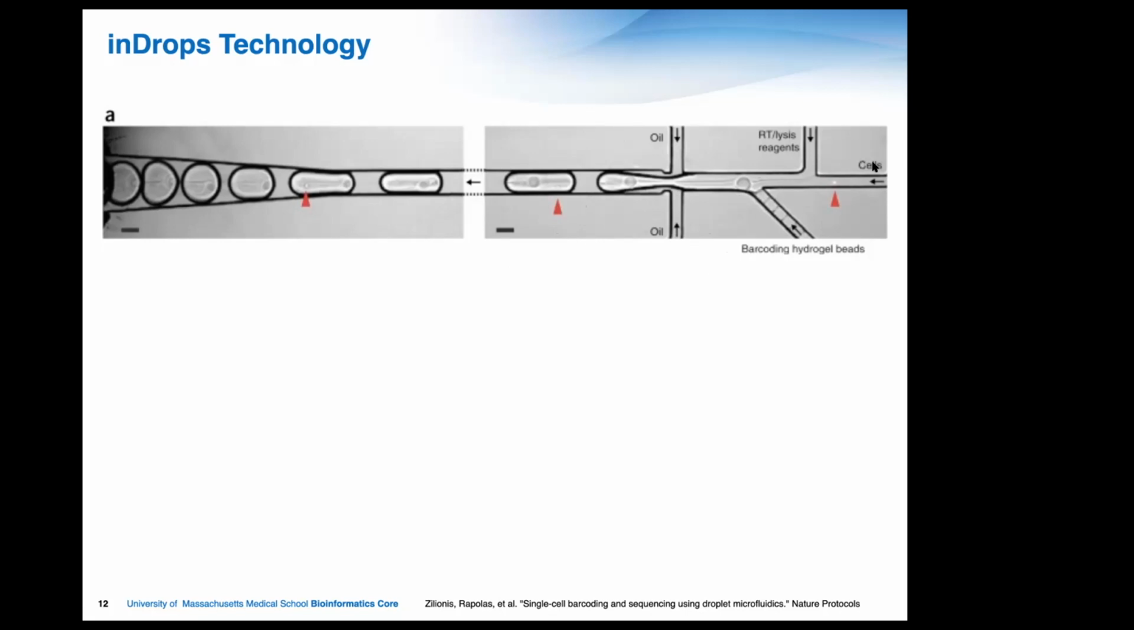This diagram goes right to left, actually. You can see all these little channels and cells coming through from the right. Going to the left, you can see a little red arrow pointing at a cell. That cell flows through this device and mixes with another channel that has RT reagents and lysis reagents, as well as the beads that enable this to actually work. I'll go over what those beads exactly are. All three of those things, the RT, the cells, and the beads, combine together and then get pinched off by oil streams. They form these little tiny droplets that you see all the way to the left.